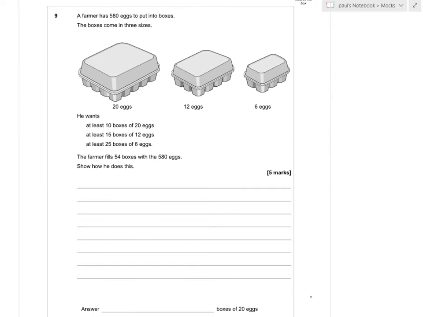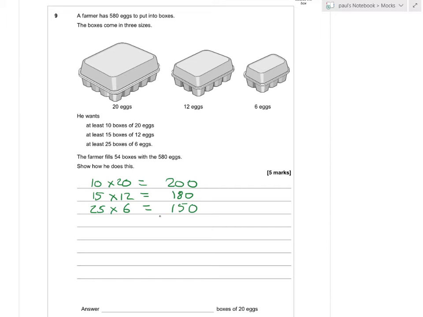Here's a farmer with some eggs. The farmer fills 54 boxes with 580 eggs. So he wants at least this. So 10 boxes times 20 eggs equals 200 eggs. 15 boxes times 12 eggs, 15 times 12, 180 eggs. And 25 times 6 is 150 eggs.